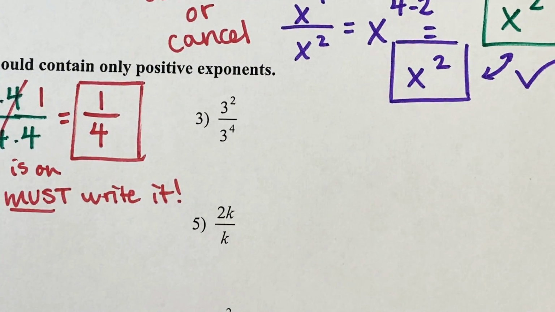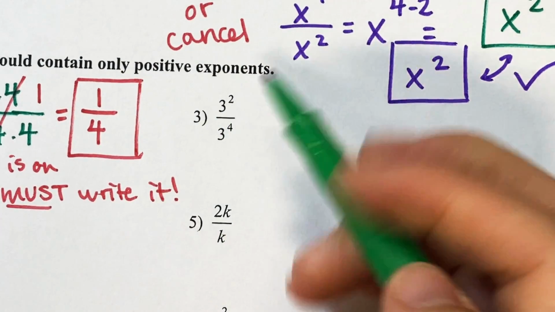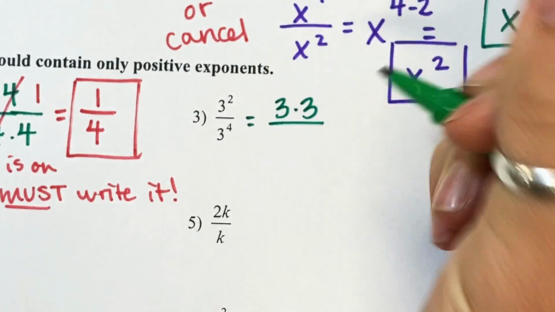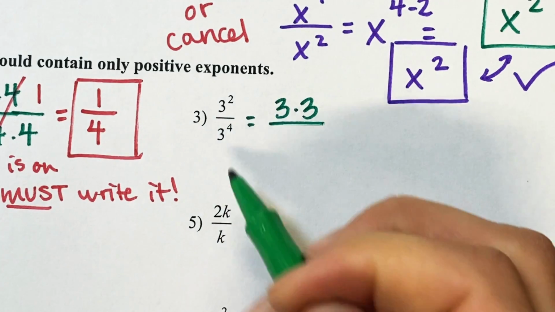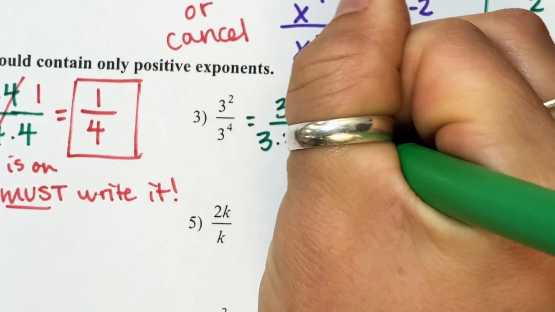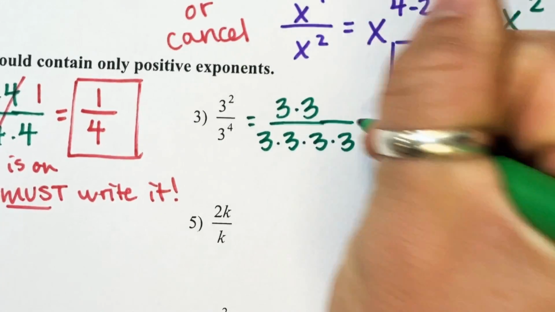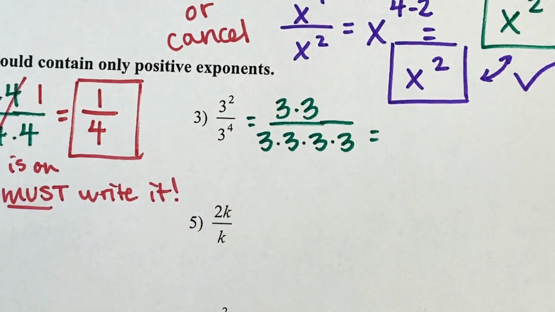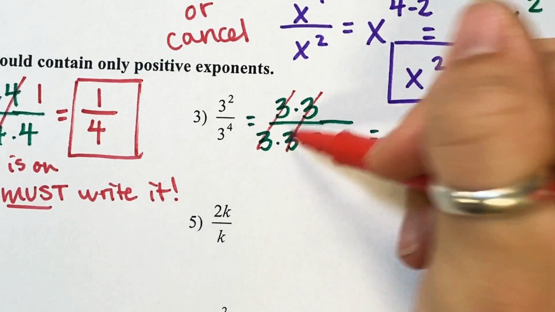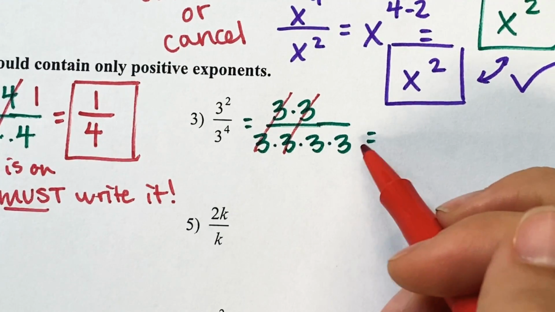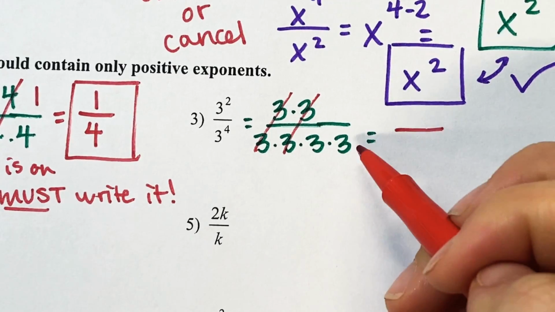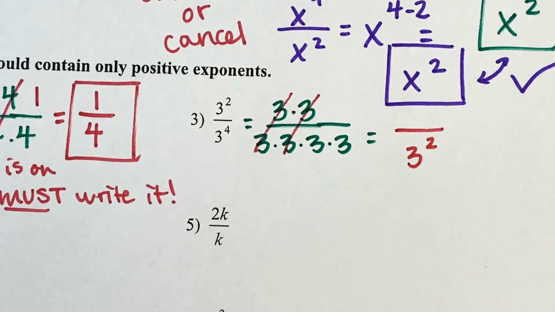Okay, so let's expand it again. We have 3 cubed on top, so this means 3 times 3 times 3, 3 multiplying by itself 2 times. And on bottom we have 3 to the 4th, so 3 times 3 times 3 times 3. Well, let's cancel. Here we go. I see a 3 right there, see a 3 right there. How many 3s do I have left on bottom? 1, 2. So 3 squared on bottom.